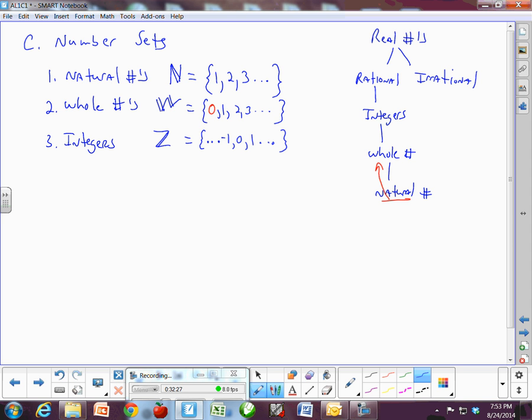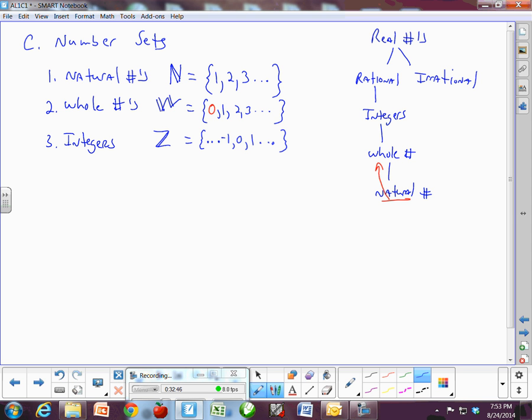So is -10 an integer? Yeah, because the 3 dots say it goes on forever in the negative direction. Is 47 an integer? Yeah, it goes on forever in the positive direction as well. Again, this is an infinite set. And notice how we're getting bigger. So now we added all the negative numbers.